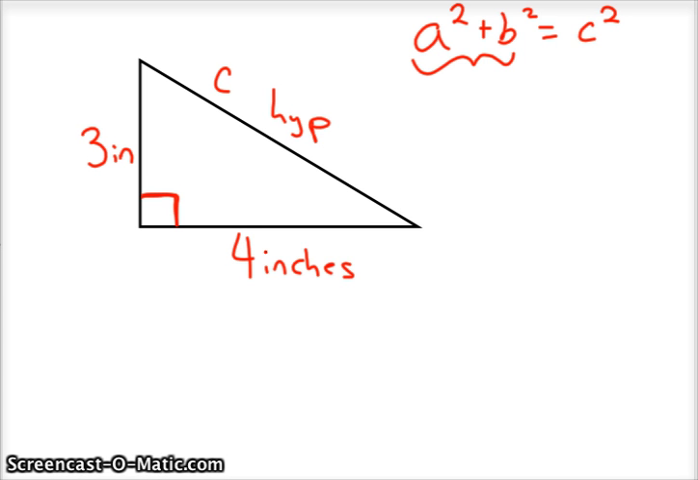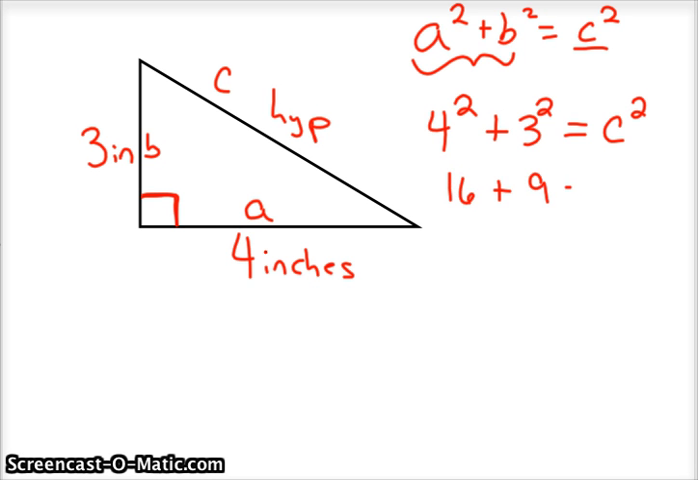As for a squared and b squared, it doesn't matter which one you pick for a and b. I'll pick this one as a and this one as b. C is the only one that matters. C has to be the hypotenuse, but a and b can be either leg. So 4 squared plus 3 squared is equal to c squared. Then you just solve it like we've been doing. 4 squared is 16, plus 3 squared is 9, and 16 plus 9 is 25.